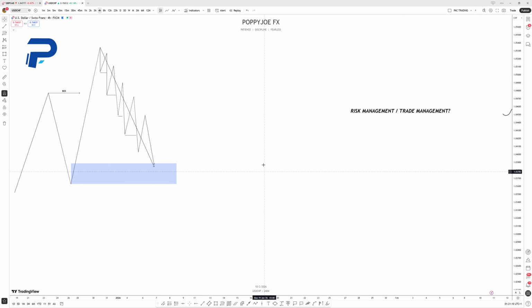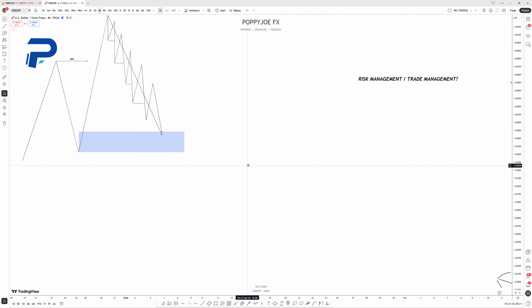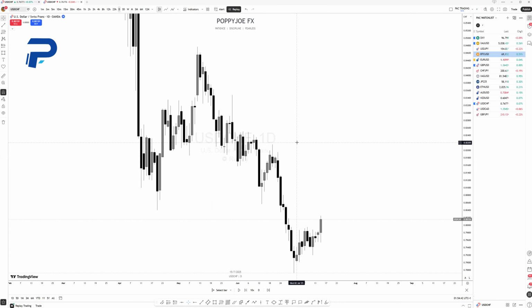Okay, with these three points of mine, I think we can now go to the chart and look for examples on the charts. So let's take a look at this example on the screen.